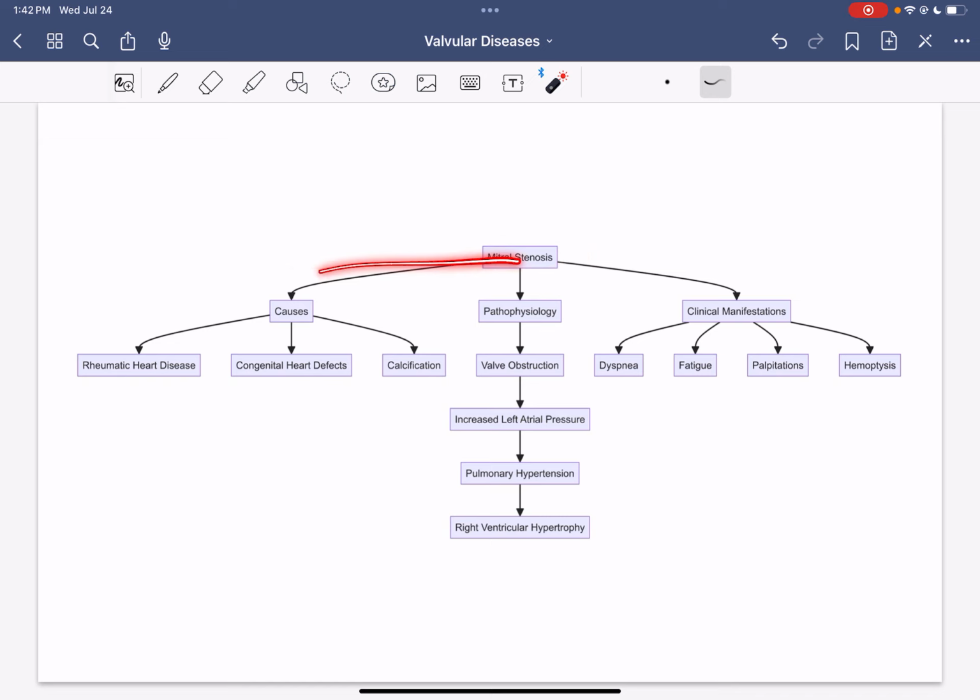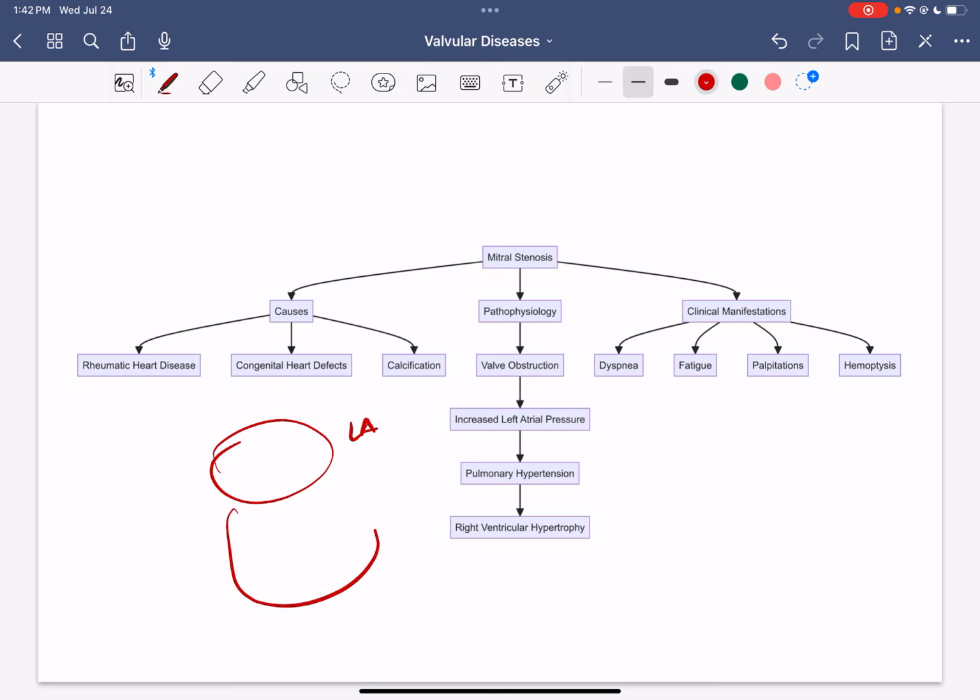Okay, so first, mitral stenosis. What's the cause? Could be due to rheumatic heart disease, congenital heart defects, or calcification of the valve, which causes stenosis obstruction. And remember once again, stenosis is due to increase in pressure. Now, as a result, what happens in the pathophysiology? There is valve obstruction. Because of valve obstruction, the blood, remember, take this is the left atrium, left ventricle.